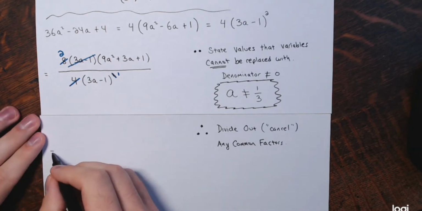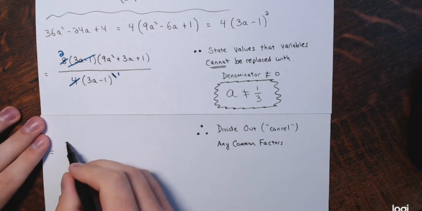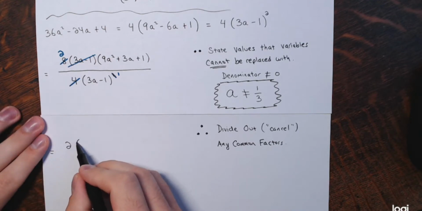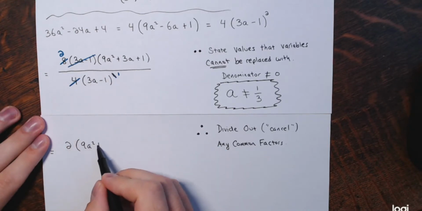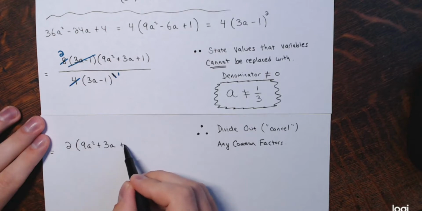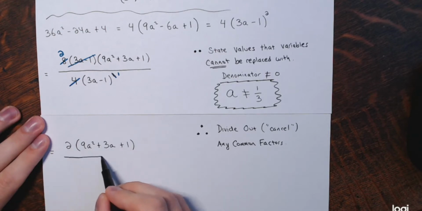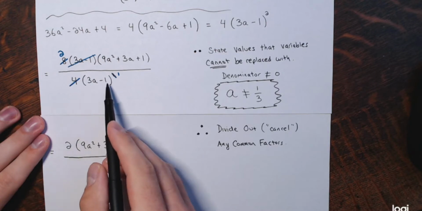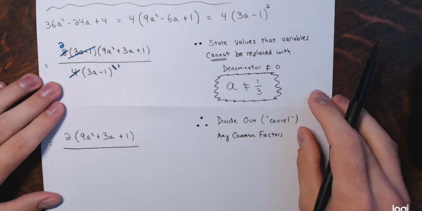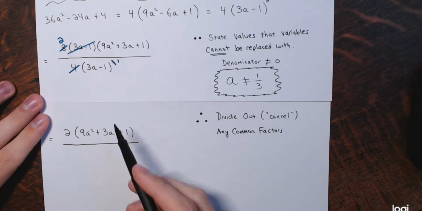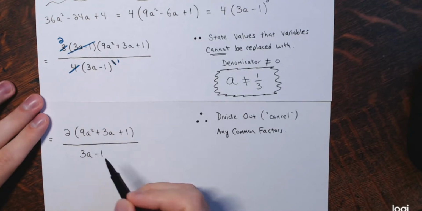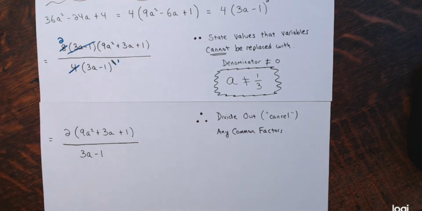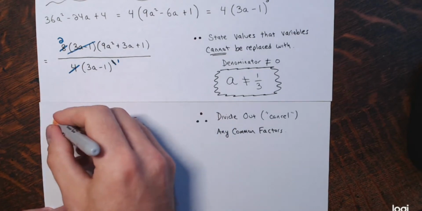And there we have it. So this is equal to numerator is 2, has a factor of 2 left over, times the quantity 9a squared plus 3a plus 1. And the denominator has only one factor remaining. And if it's the only factor remaining, there's really no need for parentheses around it. It just has the 3a minus 1 factor left over. And there you go. This is what they're asking us for. The simplified fraction.